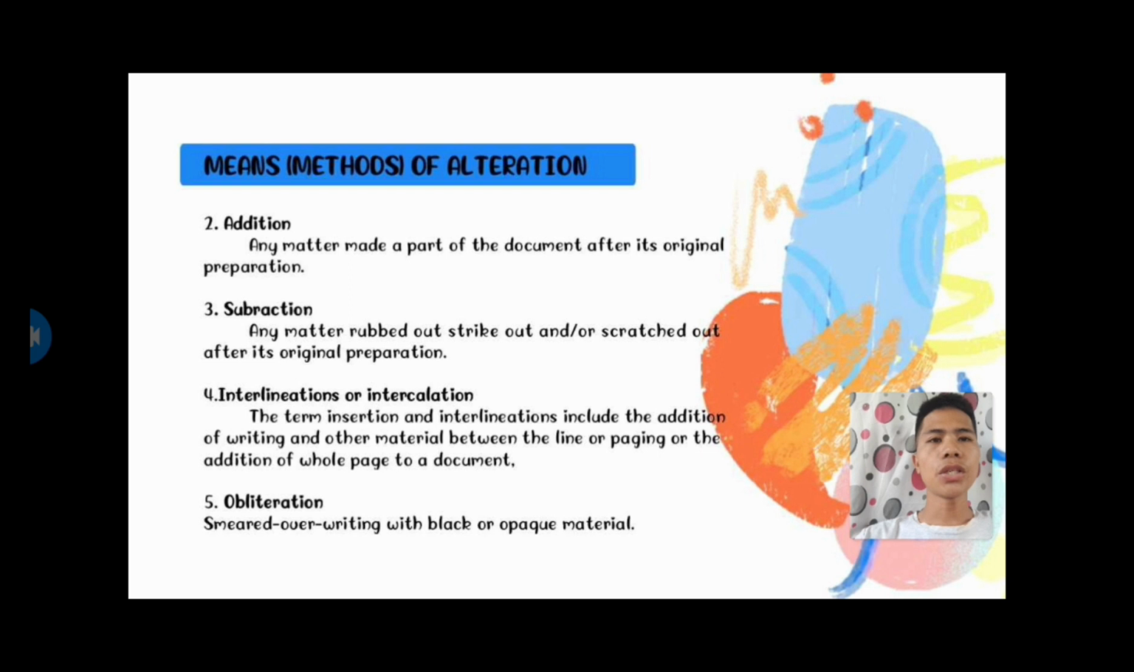Next, addition: any matter made a part of the document after its original preparation. Three, subtraction: any matter rubbed out, struck out, or scratched out after its original preparation. Four, interlineation or intercalation: the terms insertion and interlineation include the addition of writing and other materials between the lines of a page, or the addition of a whole page to a document. Five, obliteration: smeared over writing with black or opaque material.